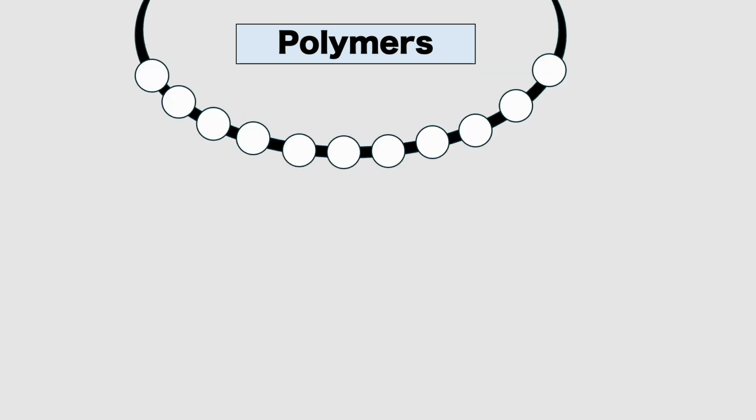So a polymer is a long chain of repeating subunits called monomers. This is kind of like a necklace where each individual bead is a monomer and the chain as a whole is a polymer. Between each pearl is a bit of connecting string, and this is the bond between the monomers.